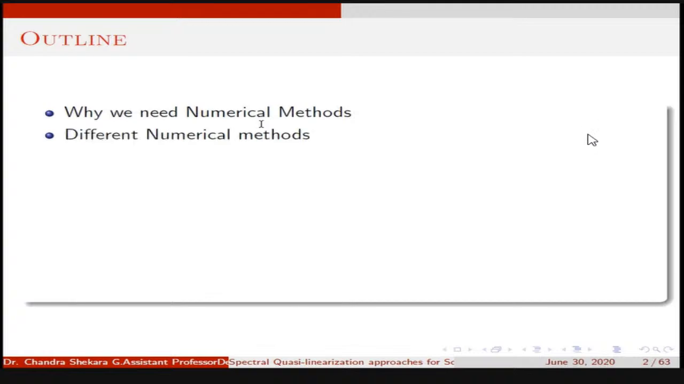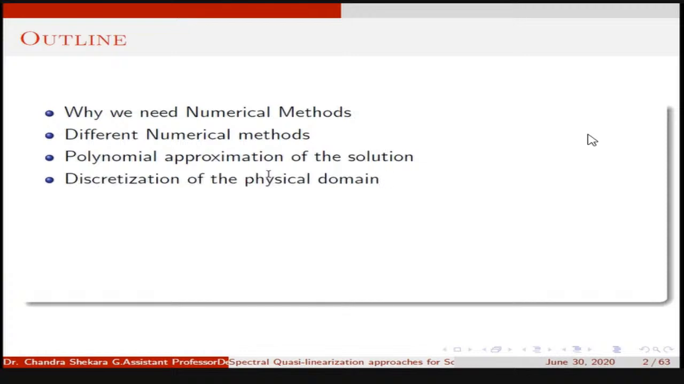Then I'll just give some list of different numerical methods that are available for solving differential equations. Then I'll jump into the spectral quasilinearization method. In that, the first step is the approximation of a solution of a differential equation. In the second step, I'll explain how to discretize or collocate the points in the physical domain.